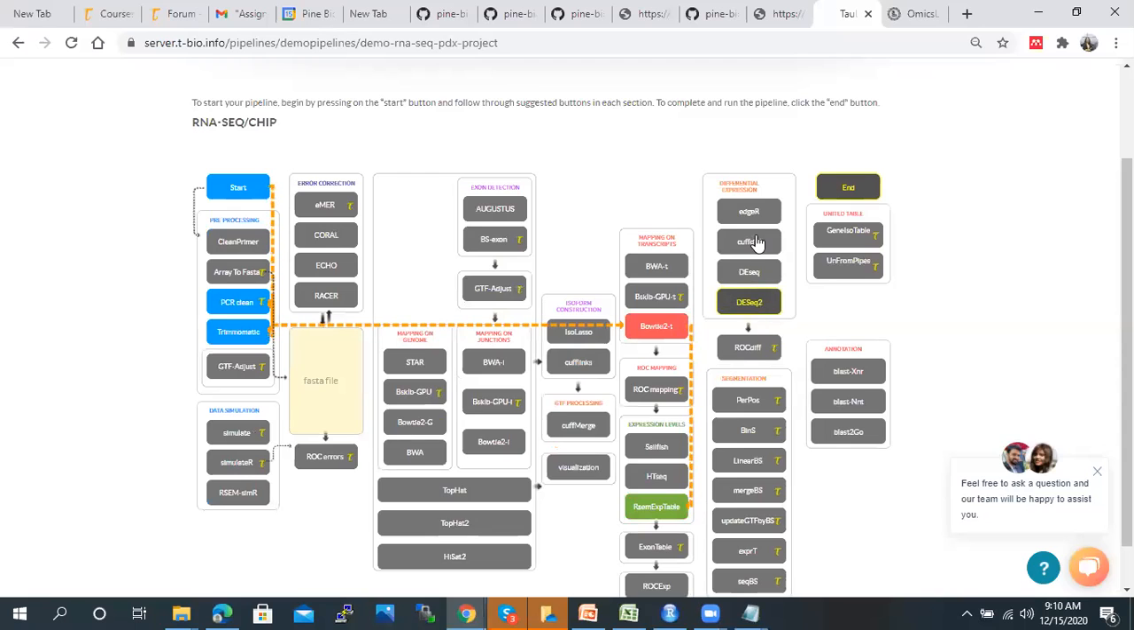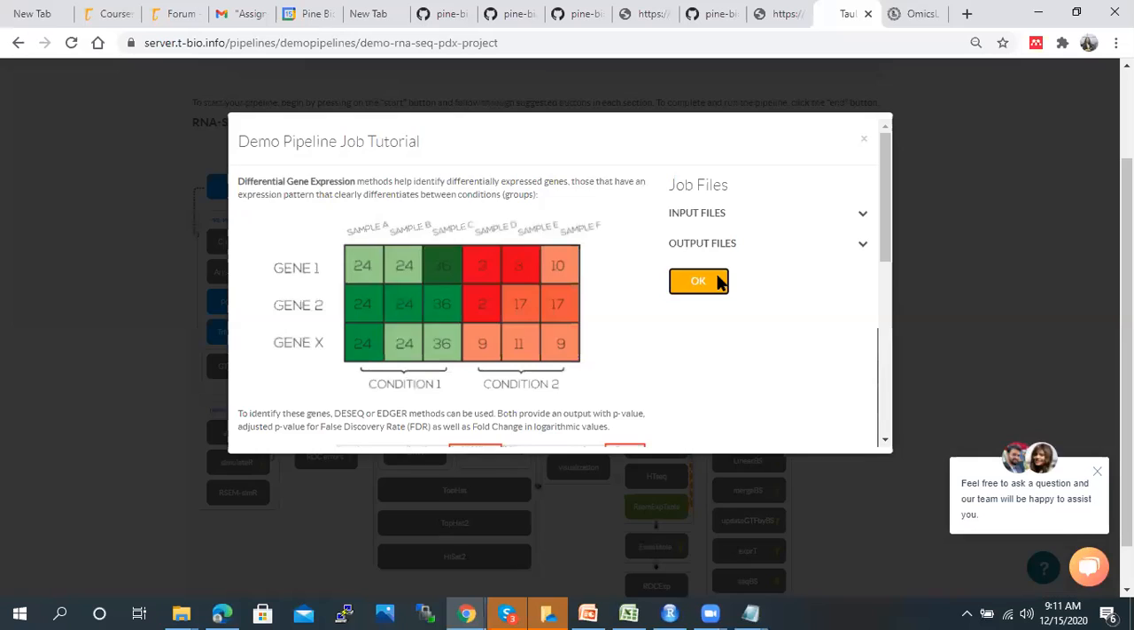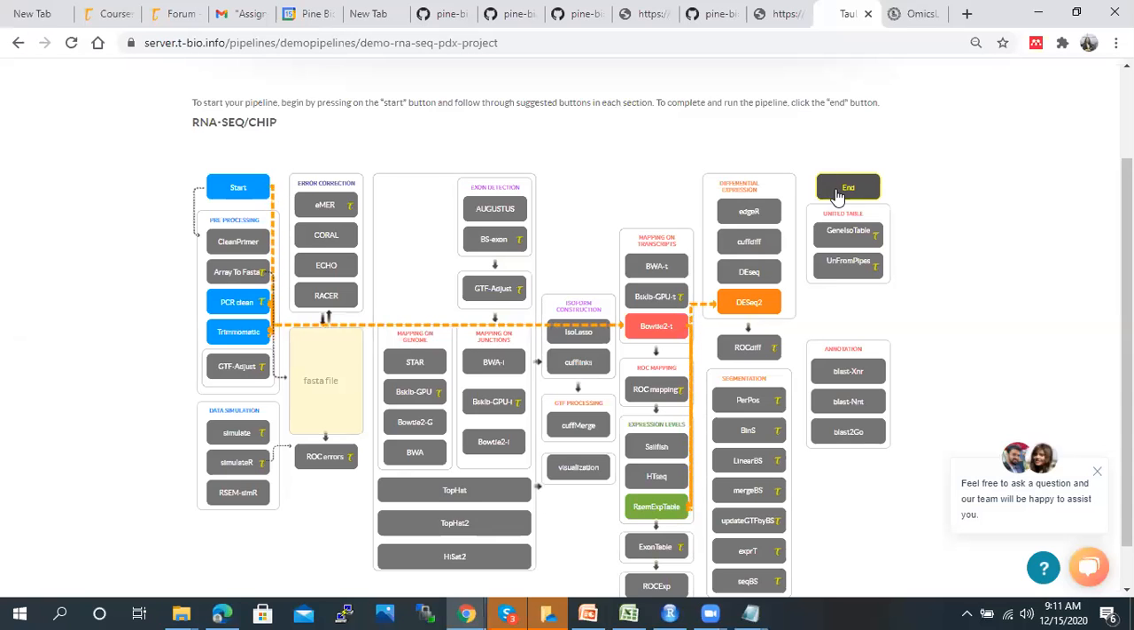Then the next option that is getting highlighted, once you have the gene expression table, is DESeq2. It is under the differential expression. If you click on that, we are able to perform differential gene expression analysis. Then with the end, we are able to complete this pipeline.